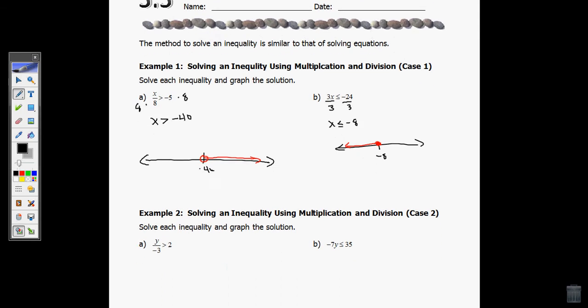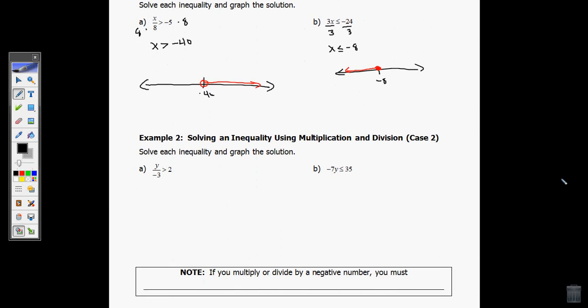Fabulous. Now we get into some things that are a little bit different, but not too much. I have y being divided by negative 3. So I obviously am going to multiply by negative 3 on both sides of the equation. And when I do this, I get y by itself, which is fantastic. And over on this side, I get 2 times negative 3, which is negative 6. But the sign here was saying that y is greater than this number. Because I multiplied by a negative number, I have to flip the sign. That is the one change.